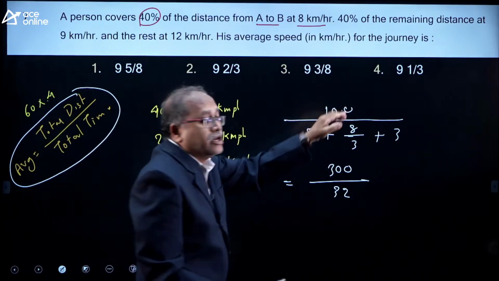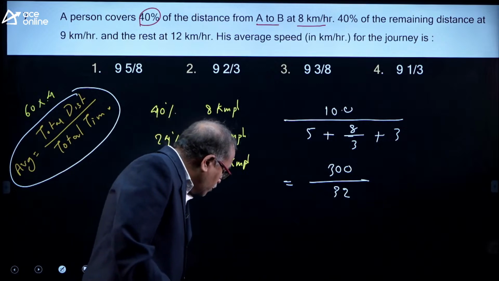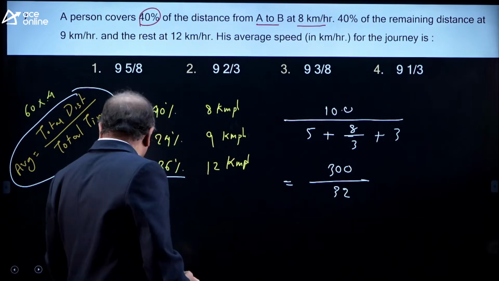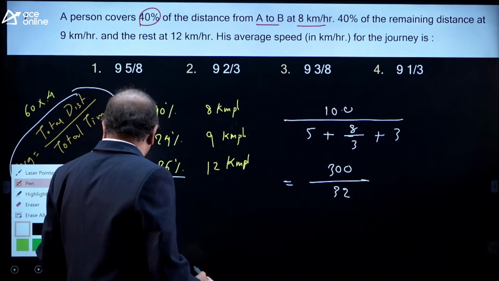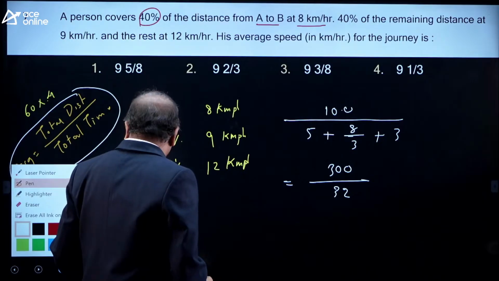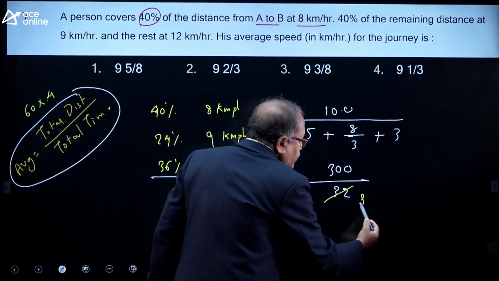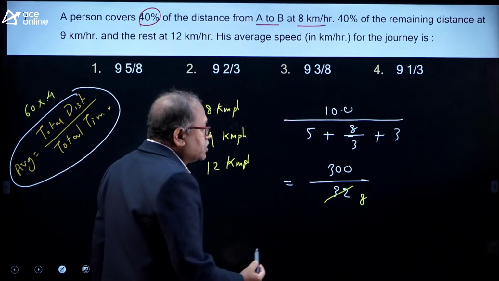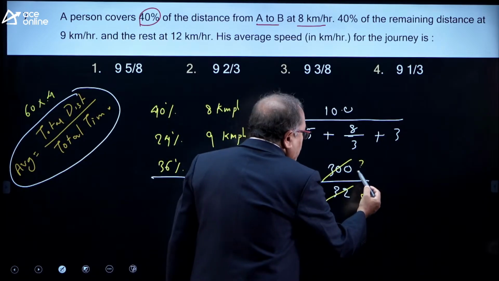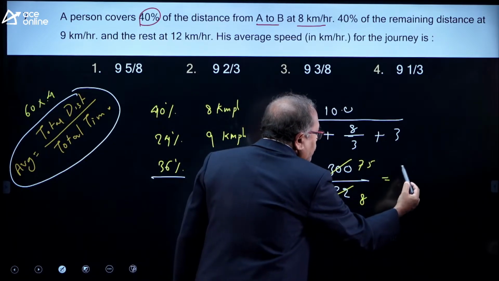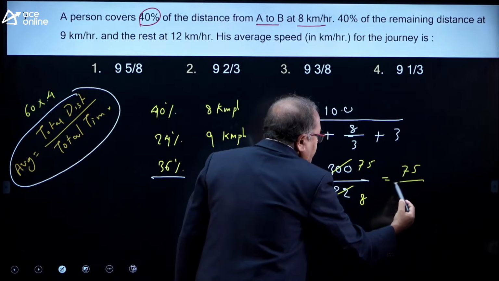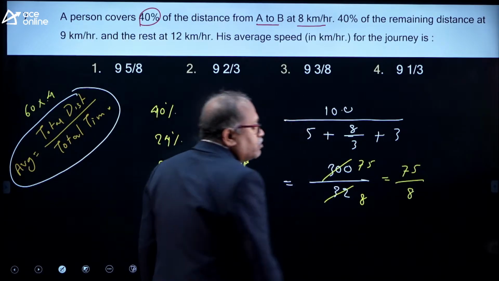You have the options 9 5 by 8, 9 2 by 3, 9 3 by 8 and so on. Now, someone can answer the question here or else I will complete this. So, what I am going to do over here, with 4 this gets cancelled, 8 times, 8 4 is 32, with 4 this gets cancelled 75 times. So, my answer is that the average speed is 75 by 8 kilometers per hour.